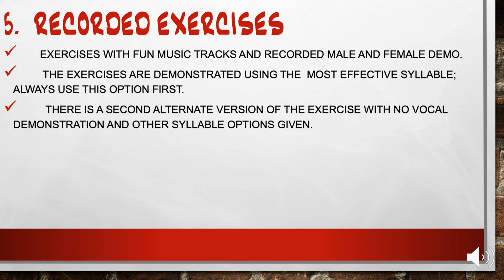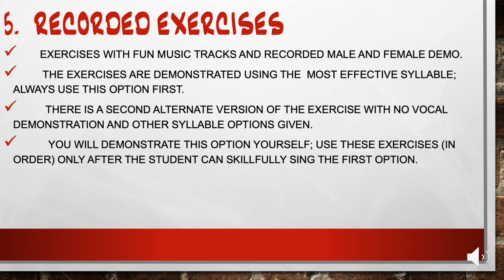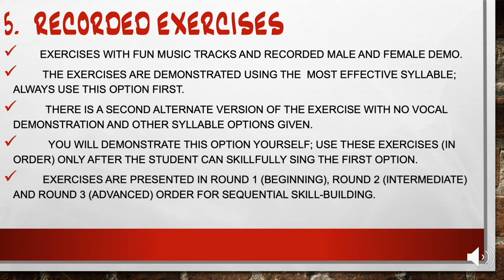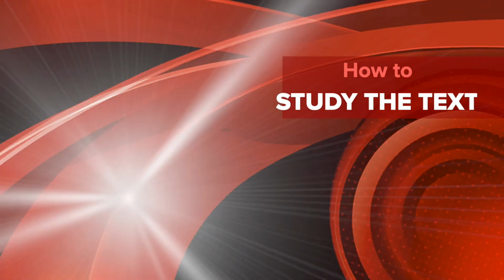This is for the more advanced rounds. You will demonstrate this option yourself. Use these exercises in order only after the student can skillfully sing the first option. Exercises are presented in Round 1, Beginning, Round 2, Intermediate, and Round 3, Advanced order for sequential skill building. An overview of how to study the text.